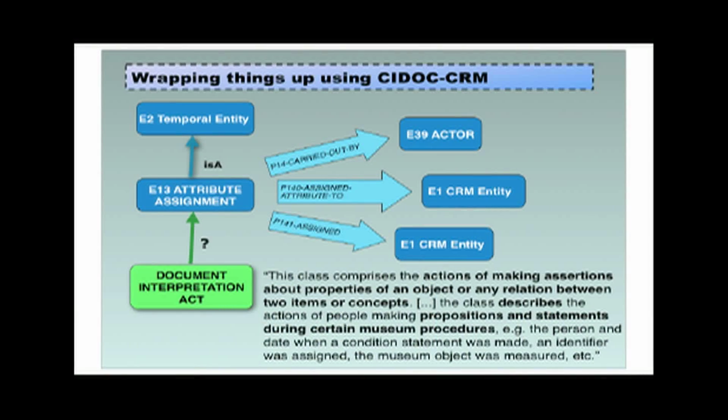In particular, there is a concept in CIDOC CRM called attribute assignment that seems to be quite suitable to our meaning of interpretation in our scenario. An attribute assignment is a temporal entity, something that happened at a particular time in a particular place, and its stated purpose is to represent actions of people making propositions and statements during certain museum procedures. For example, the person and date when a condition statement was made, an identifier was assigned, or the museum object was measured. It is evident that the attribute assignment concept was created to be used in a museum context, consistently with the stated purpose of the CIDOC CRM model.